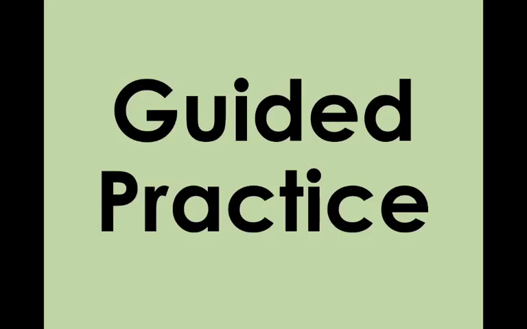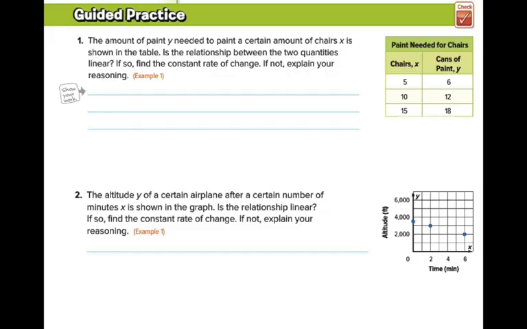All right, time for guided practice. Now is the point, if you're still a little bit confused, you'll want to go back to the post. There is a video that will kind of give you another example that might help you make sure that the guided practice makes sense. Okay, number 1, the amount of paint Y needed to paint a certain amount of chairs X is shown in the table. Is the relationship linear? If so, find the constant rate of change. If not, explain your reasoning.